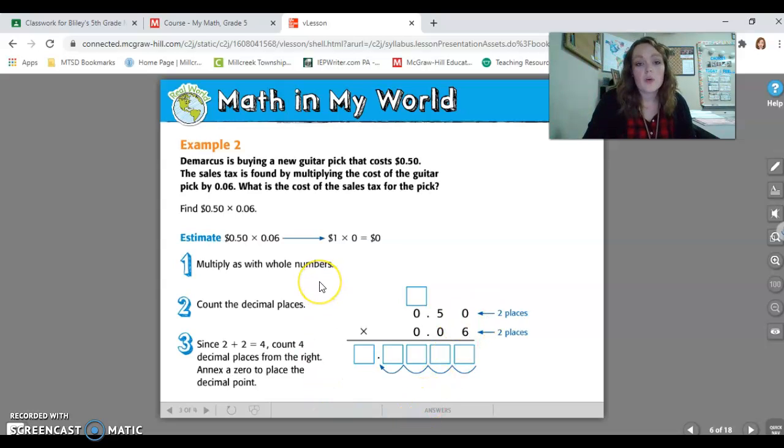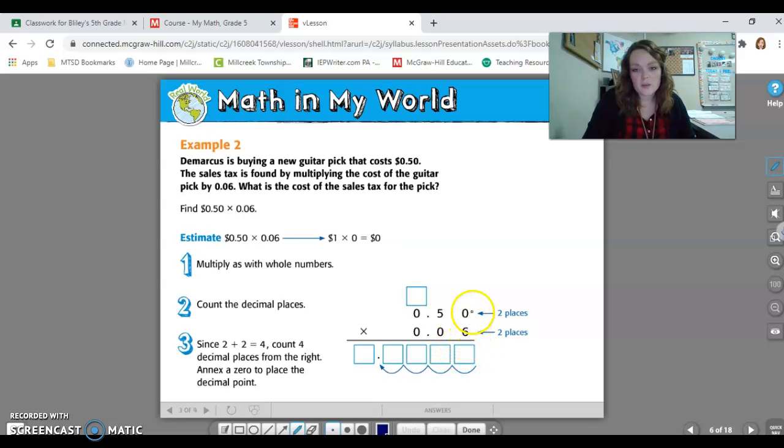Okay, so we need to estimate. This helps us show, at the end, if our answer is reasonable. So we have 50 cents is closer to $1 and 6 cents is closer to 0. 1 times 0 is $0. We need to see if our answer is similar to $0. Then we're going to multiply our whole numbers. So we're going to set this up by our last number, not by the decimals.